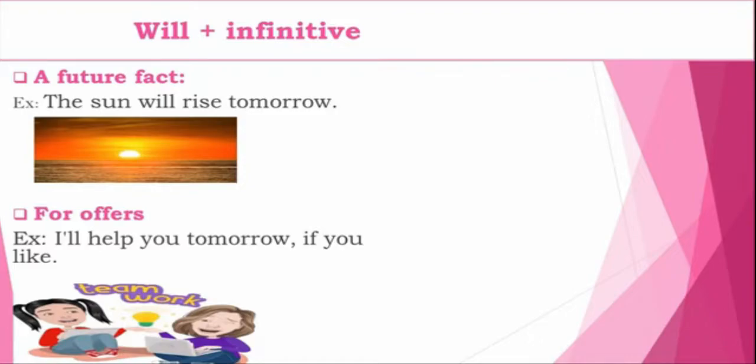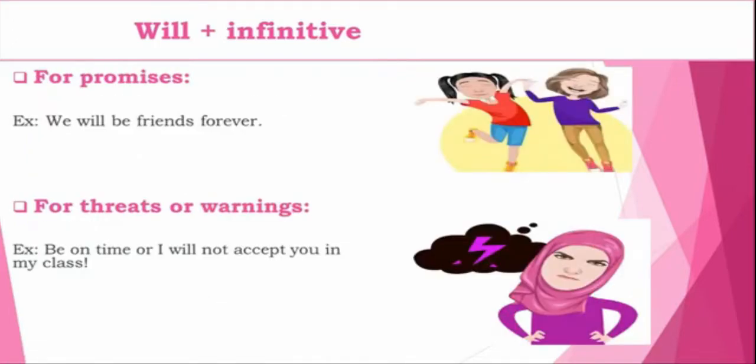We also use will plus verb or will plus infinitive for offers. For example, I'll help you tomorrow if you like. We use will plus infinitive to express promises. For example, we will be friends forever. We also use will plus infinitive for threats or warnings. For example, be on time or I will not accept you in my class.